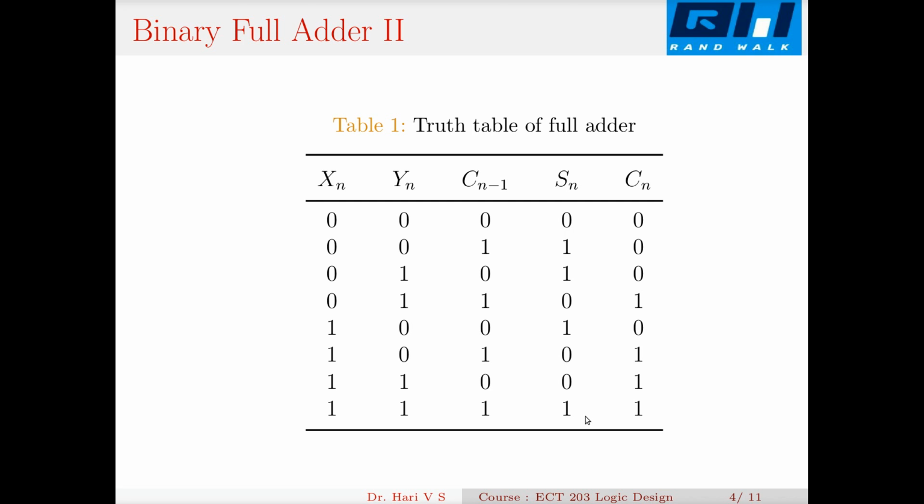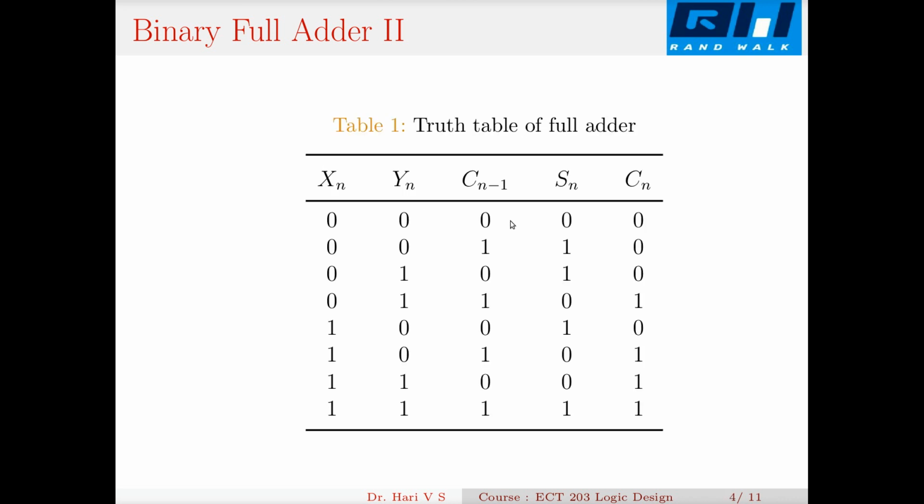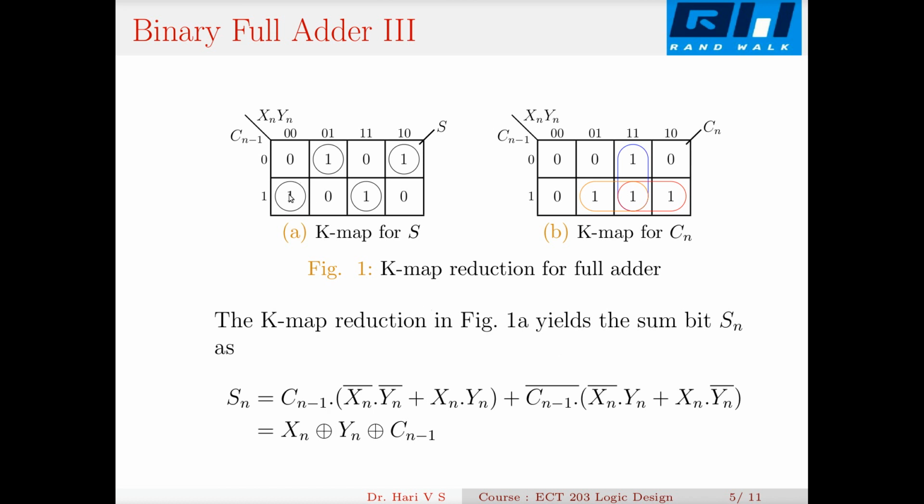Now we have to implement this full adder. The inputs are xn, yn and cn minus 1, and the outputs are sn and cn. There are three variables at the input, so I have to have a 3-variable Karnaugh map like this. If I put in the sum, it is 0 1 1 0 1 0 0 1.